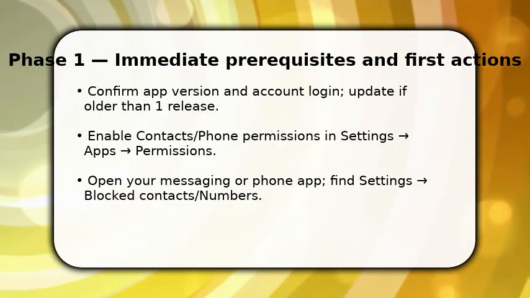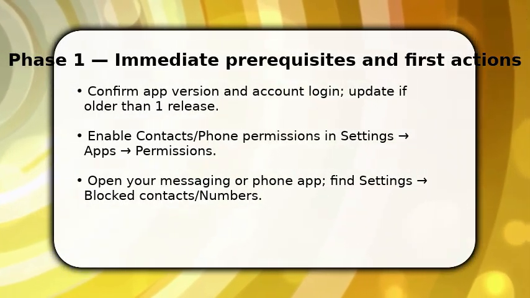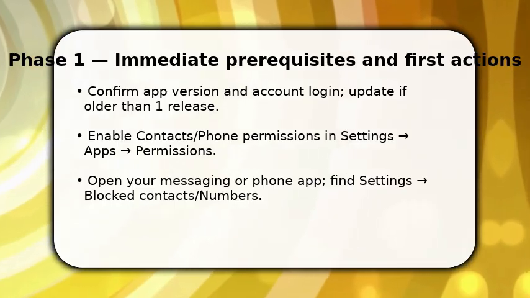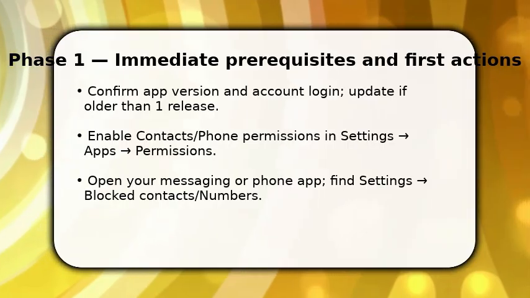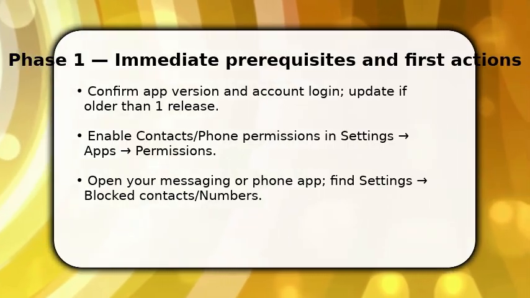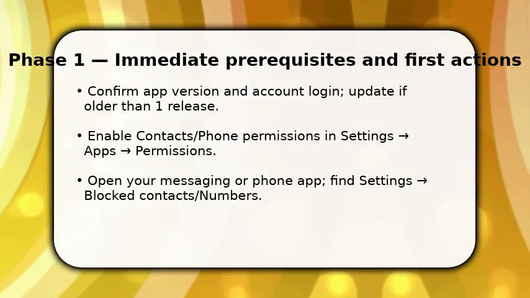You start by confirming the essentials: app updated, signed into the correct account, and contacts permissions enabled. Once done, open the phone or messaging app and go directly to settings, no detours. Tap blocked contacts or numbers to view the list. This is the action point. You are moving from prep into execution.